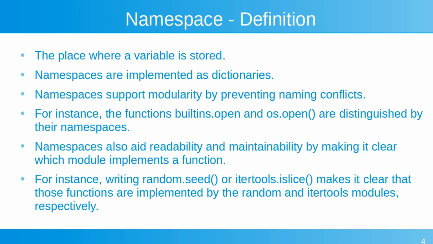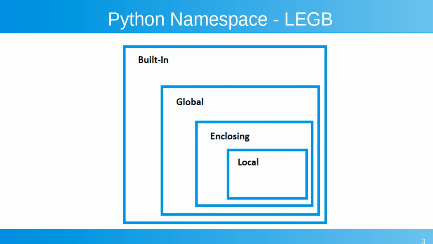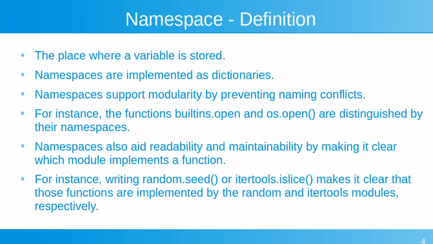Now let's get into the more formal definition. A namespace is nothing but the place where a variable is stored. If we store the variable in local, then we call it a local namespace, and if we store it in an enclosing place, we call that an enclosing namespace. And if you store any variable at module level, then we call it global. This is the definition, and namespaces are implemented as dictionaries.